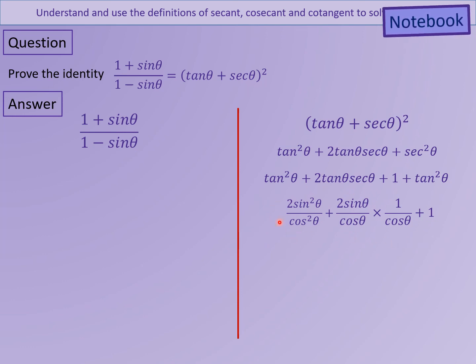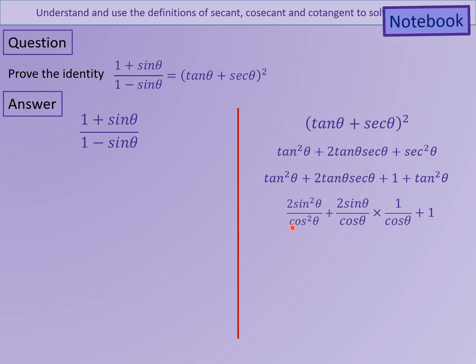So what have I done? Well, I've rewrote everything in terms of sine over cos. So we've got tan squared is going to be sine squared over cos squared. Notice there's two of those because I put those two together. So there's two tan squareds. This one here, I've changed the tan to sine over cos. I've changed the sec to 1 over cos. So that's where this has come from. Two lots of tan times by sec. So 2 tan squared sec. And 1 is just left there at the end.